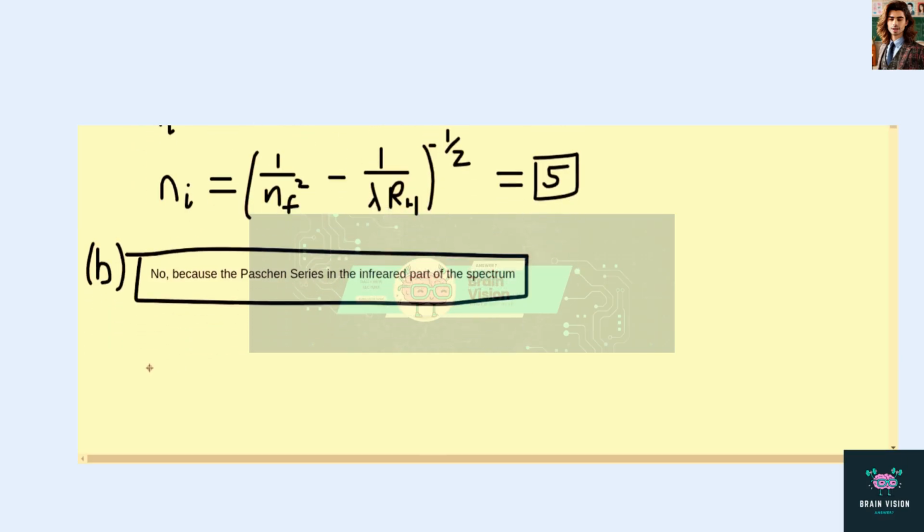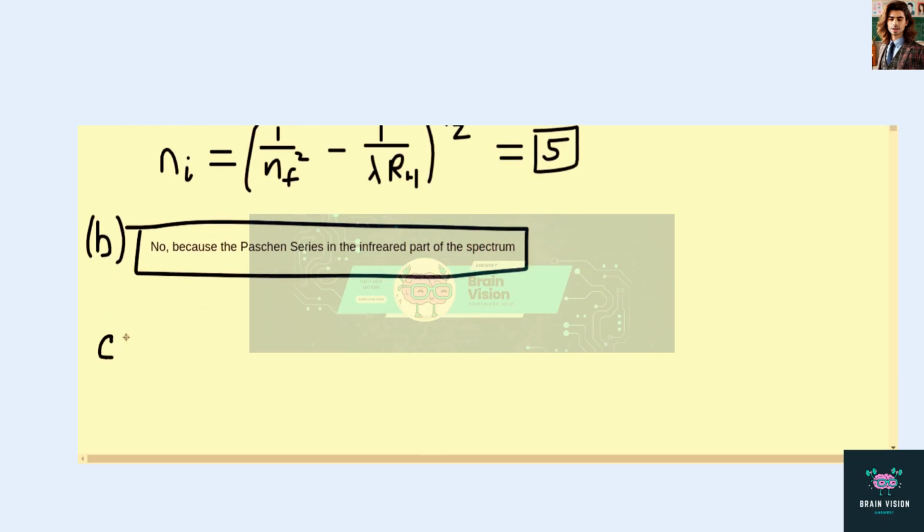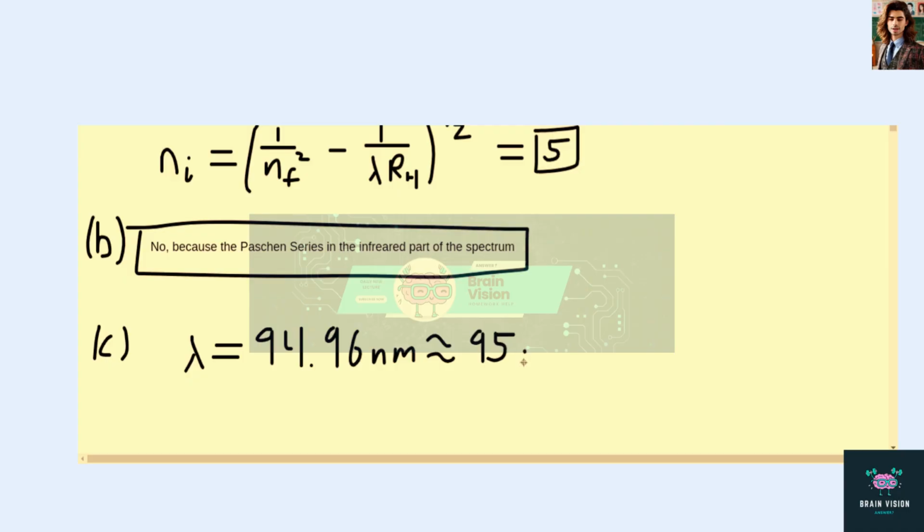Then part C says, what about the Lyman series? Could this be a part of the Lyman series? Well, if you look up the Lyman series, there is a wavelength equal to 95 nanometers. And our 94.96 is approximately 95. So we could say lambda, which is equal to 94.96 nanometers, is approximately equal to 95 nanometers, and a value of 95 nanometers is in the Lyman series.